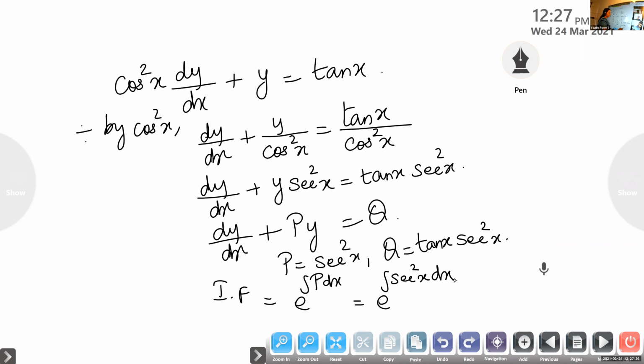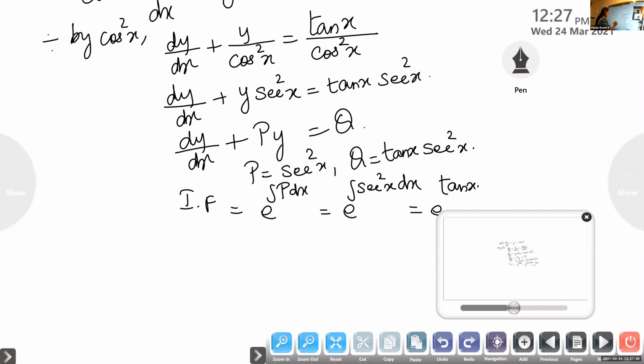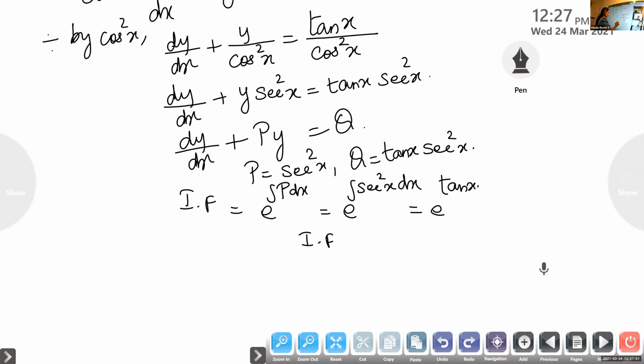So this is e raised to tan x. This is our integrating factor. What is the integrating factor? E raised to tan x is our integrating factor.